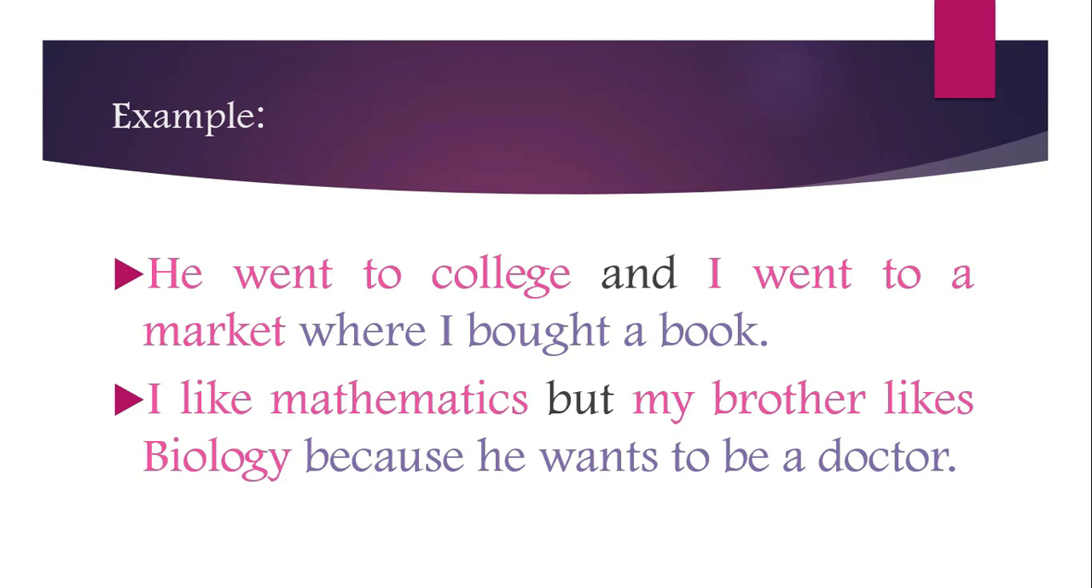And the last example: I like mathematics, but my brother likes biology because he wants to be a doctor. So here we have two independent clauses, also joined by the coordinating conjunction but. And our dependent clause is because he wants to be a doctor.